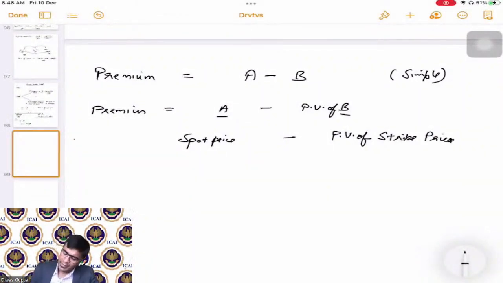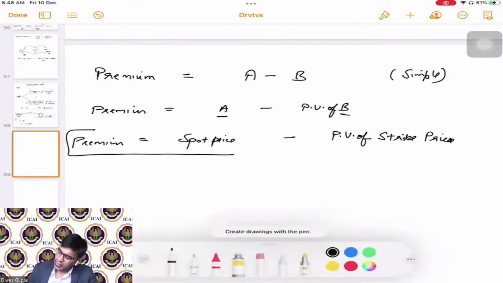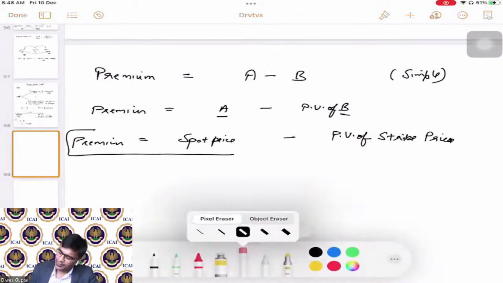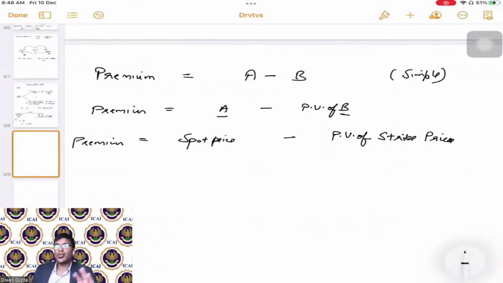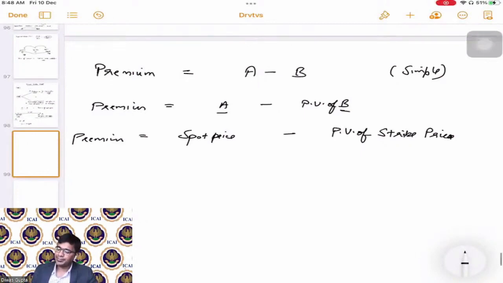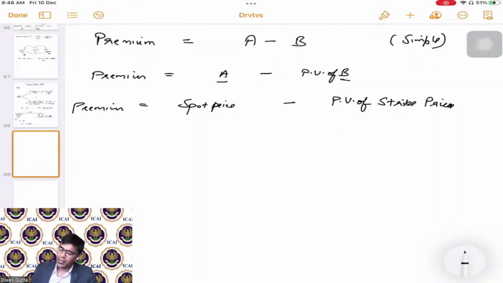Okay, students. So the premium I am again rewriting here in the proper formula. Premium is equal to, let me not put a triangle here. So premium is equal to spot price minus present value of strike price. Okay, nothing new. Now, as we have studied earlier, this spot price we are using from the spot market, the strike price is a result of the options market.